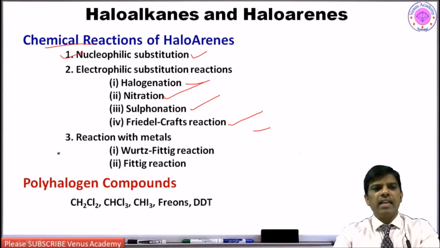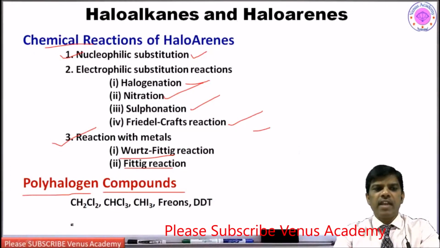And the third category of reactions haloarenes undergo are reactions with metals. Under this we are going to learn about Wurtz-Fittig reaction and Fittig reaction. And after this we are going to focus on polyhalogen compounds, that is the compounds which have multiple halogens, for example dichloromethane, chloroform, iodoform, freons and DDT.